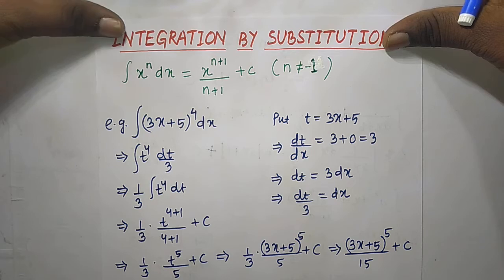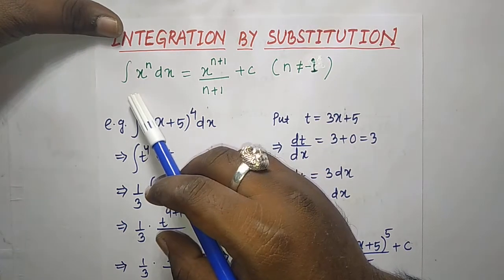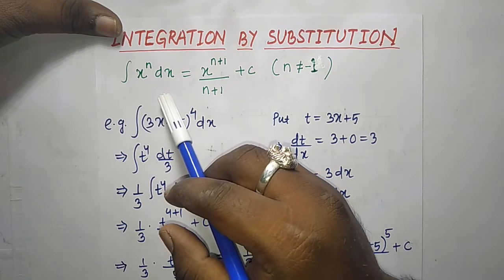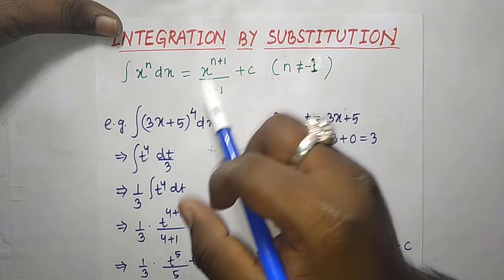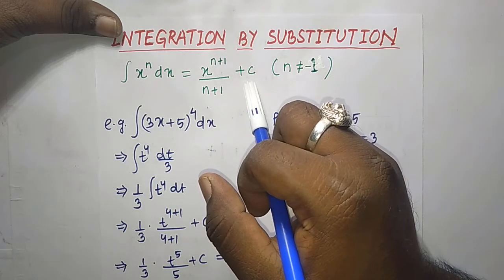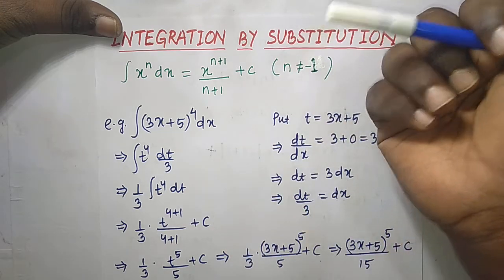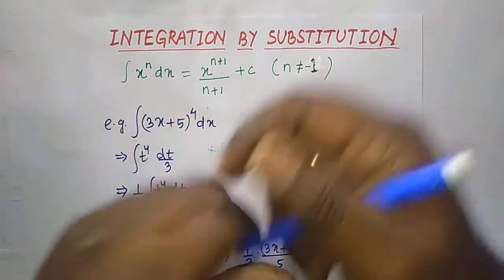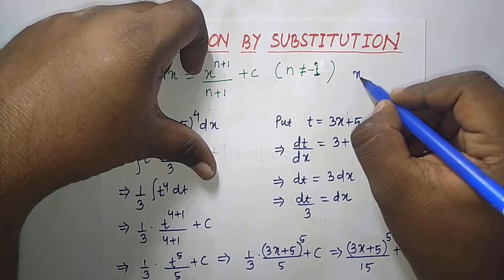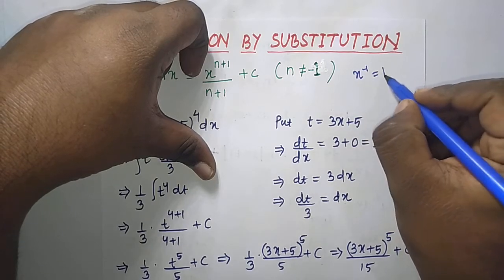Okay. We know this formula. Integration of x to the power n is x to the power n plus 1 divided by n plus 1 plus c. Okay. The condition is when n is not equal to minus 1. Because if n is equal to minus 1, then it will become x to the power minus 1, that is equal to 1 by x.